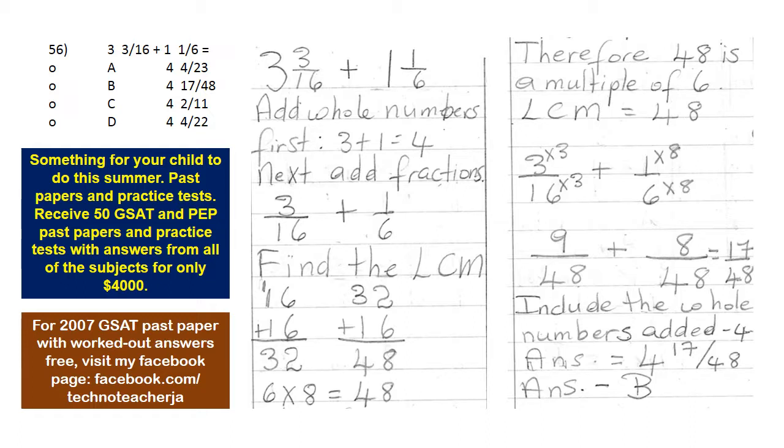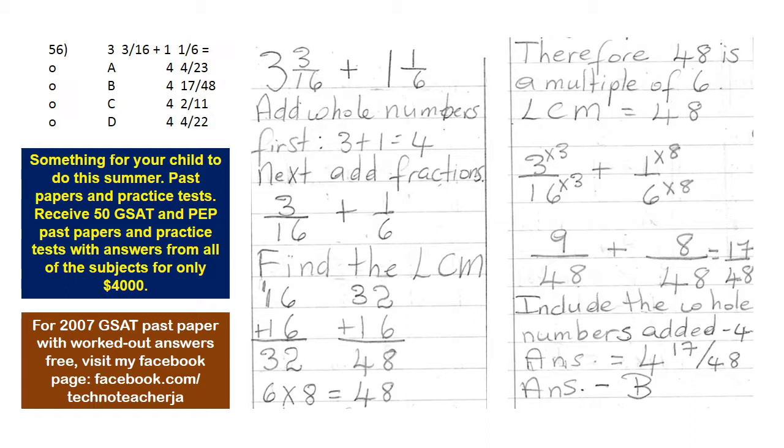Next, 1 over 6. 6 times 8 is equal to 48. So being that you multiply the denominator by 8 to turn it into 48, what do you multiply the numerator by? Yes, 8. So 1 times 8.